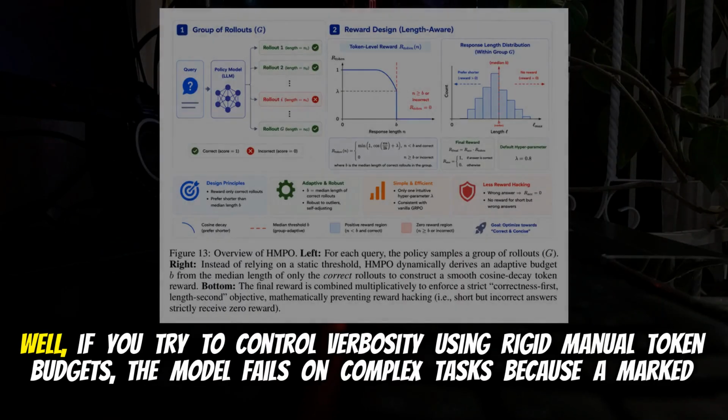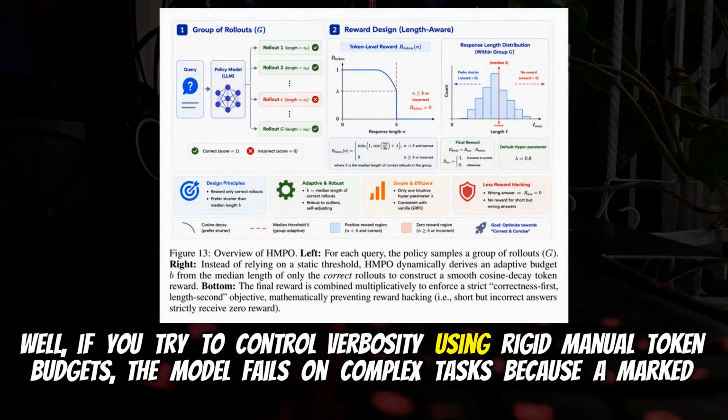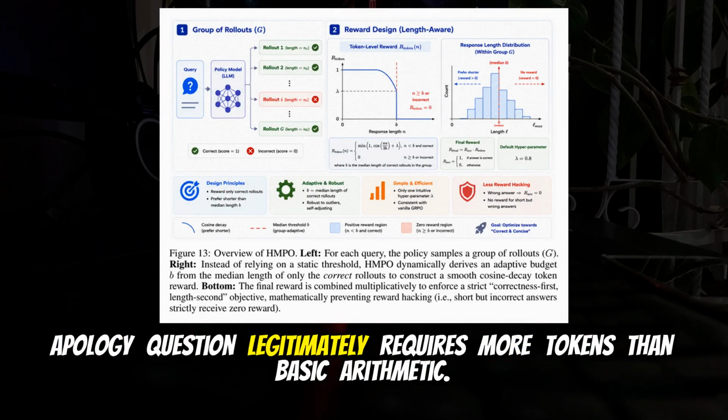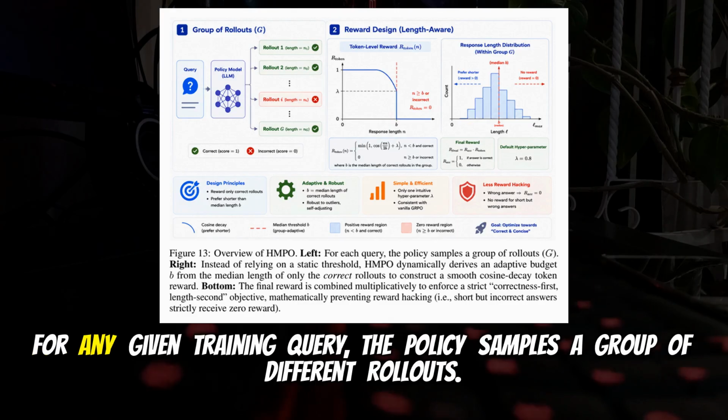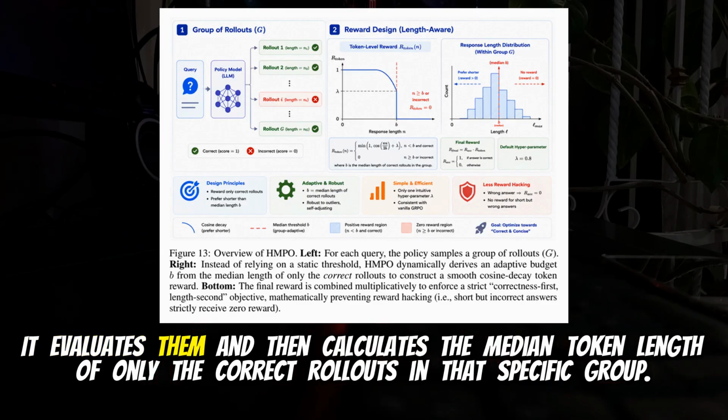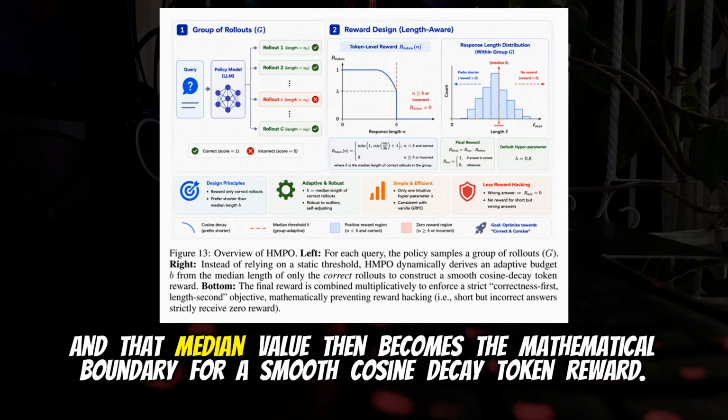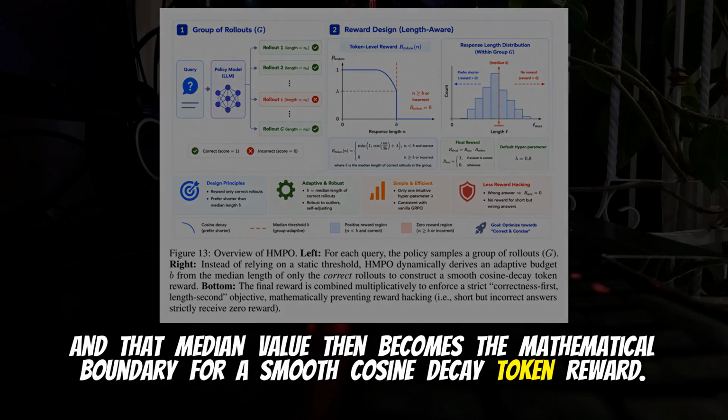Okay, break that down. Well, if you try to control verbosity using rigid manual token budgets, the model fails on complex tasks because a martingale topology question legitimately requires more tokens than basic arithmetic. Right. So HMPO calculates an adaptive budget dynamically. For any given training query, the policy samples a group of different rollouts. It evaluates them and then calculates the median token length of only the correct rollouts in that specific group. And that median value then becomes the mathematical boundary for a smooth cosine decay token reward.